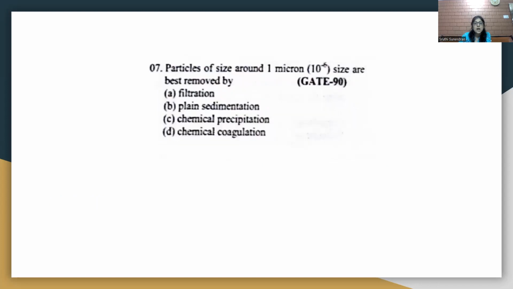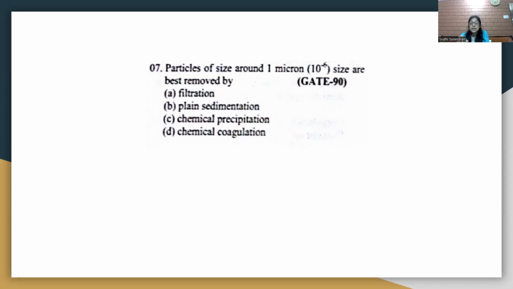Now next question. Particles of size around 1 micron are best removed by filtration, plain sedimentation, chemical precipitation, or chemical coagulation? In an earlier slide we talked about the size of the particles and the names of the classification based on it: dissolved, colloids, and settleable or suspended solids.